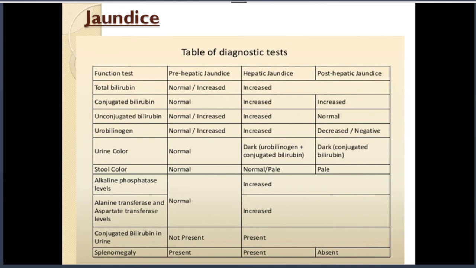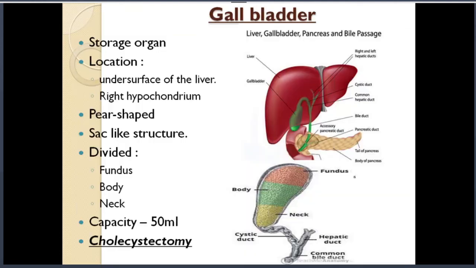But in hepatic jaundice and post-hepatic jaundice, the alkaline phosphatase or the enzyme level will increase. There will be a marked increase in post-hepatic jaundice because whatever is produced will not be passing out, so it is all being reabsorbed by the systemic circulation. So all these things we have already discussed in jaundice when we were discussing blood.